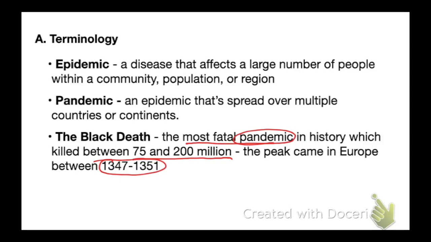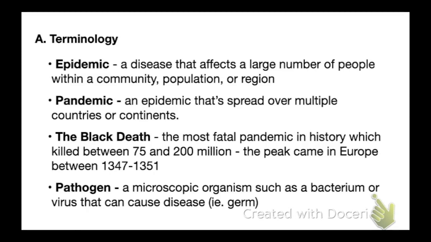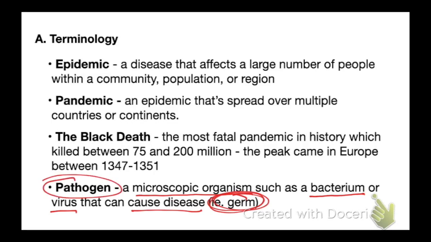Okay, moving on. And finally, we should know what a pathogen is. A pathogen is a microscopic organism, such as a bacterium or a virus, that can cause disease. So think of these as germs. Pathogen is a fancy word for germ. Okay, next.